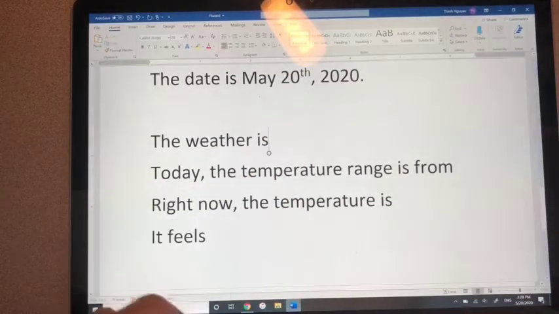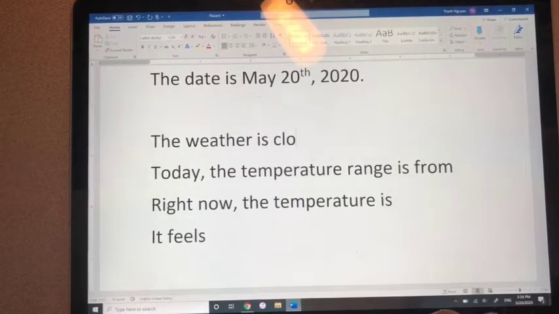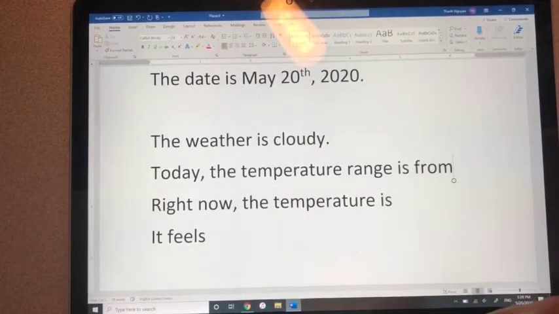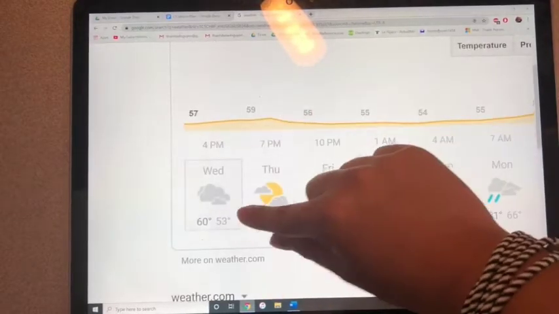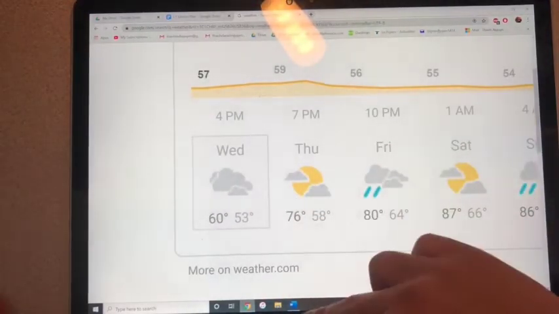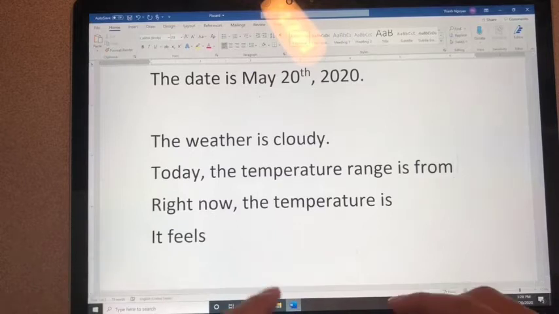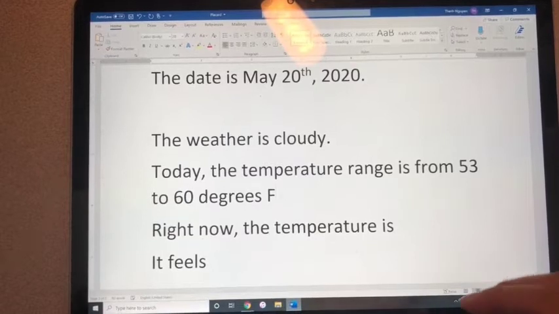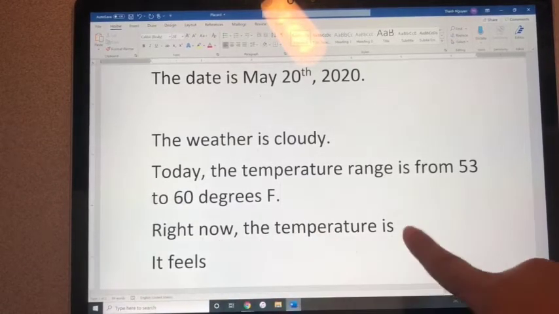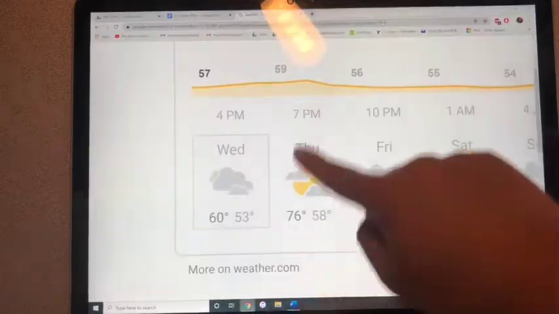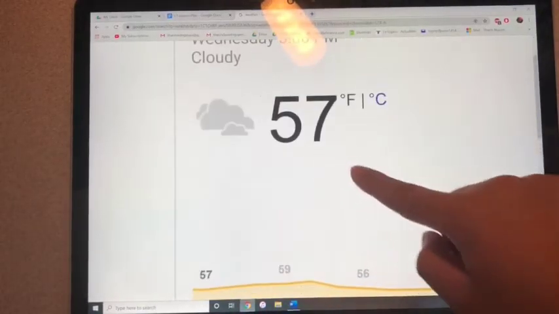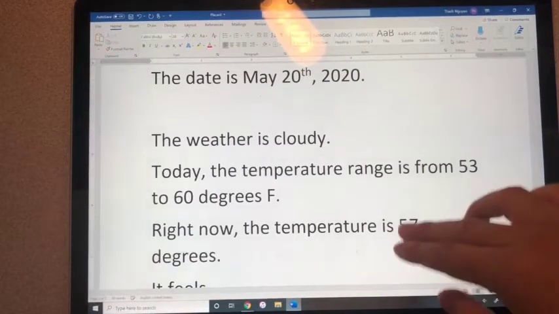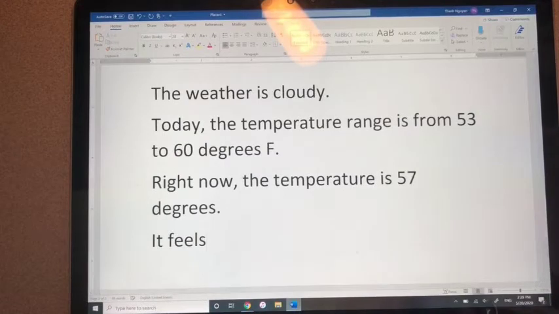Alright, so the weather is cloudy. Today, the temperature range is from 53 to 60 degrees Fahrenheit. Right now, the temperature is 57 degrees. I'm going to say it feels cold.